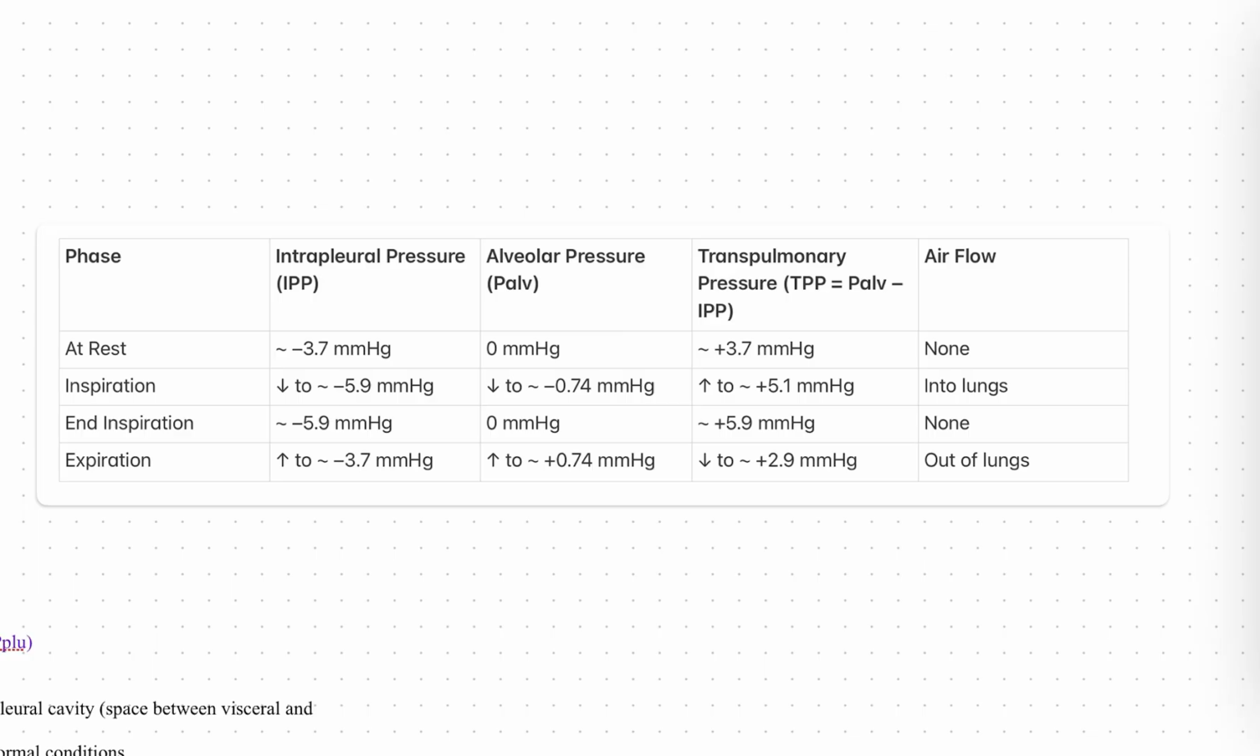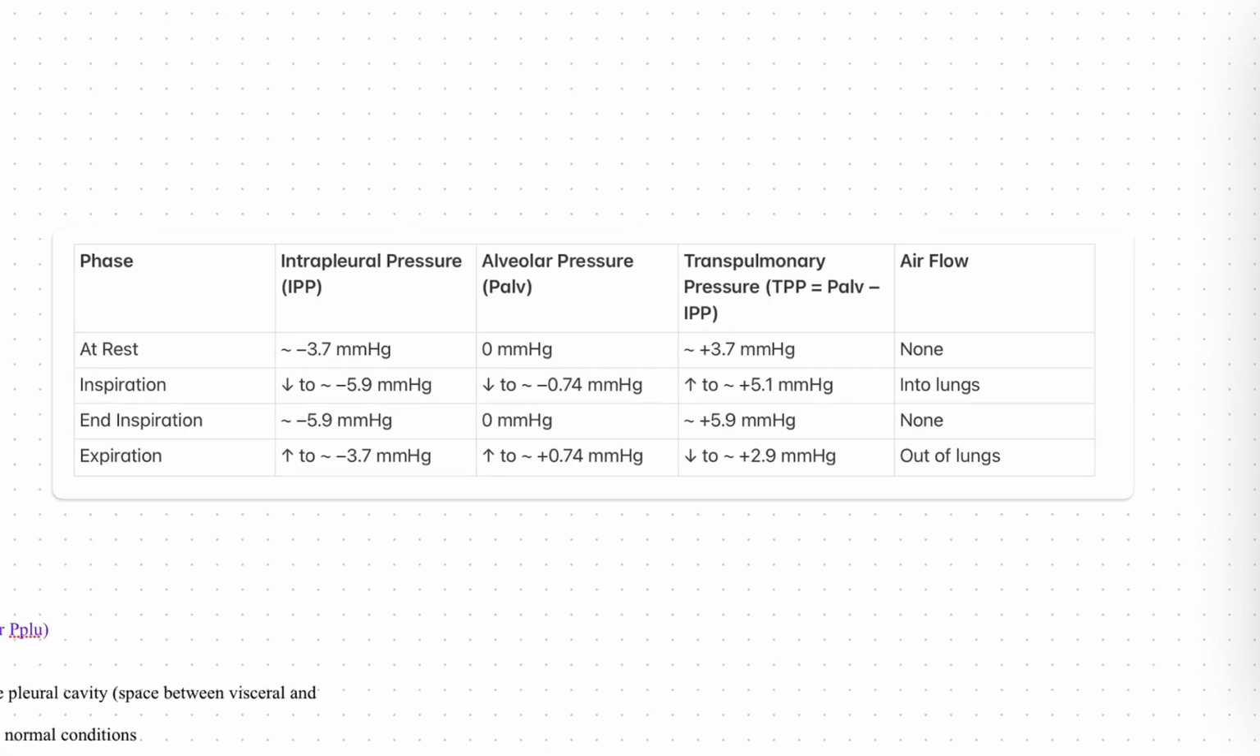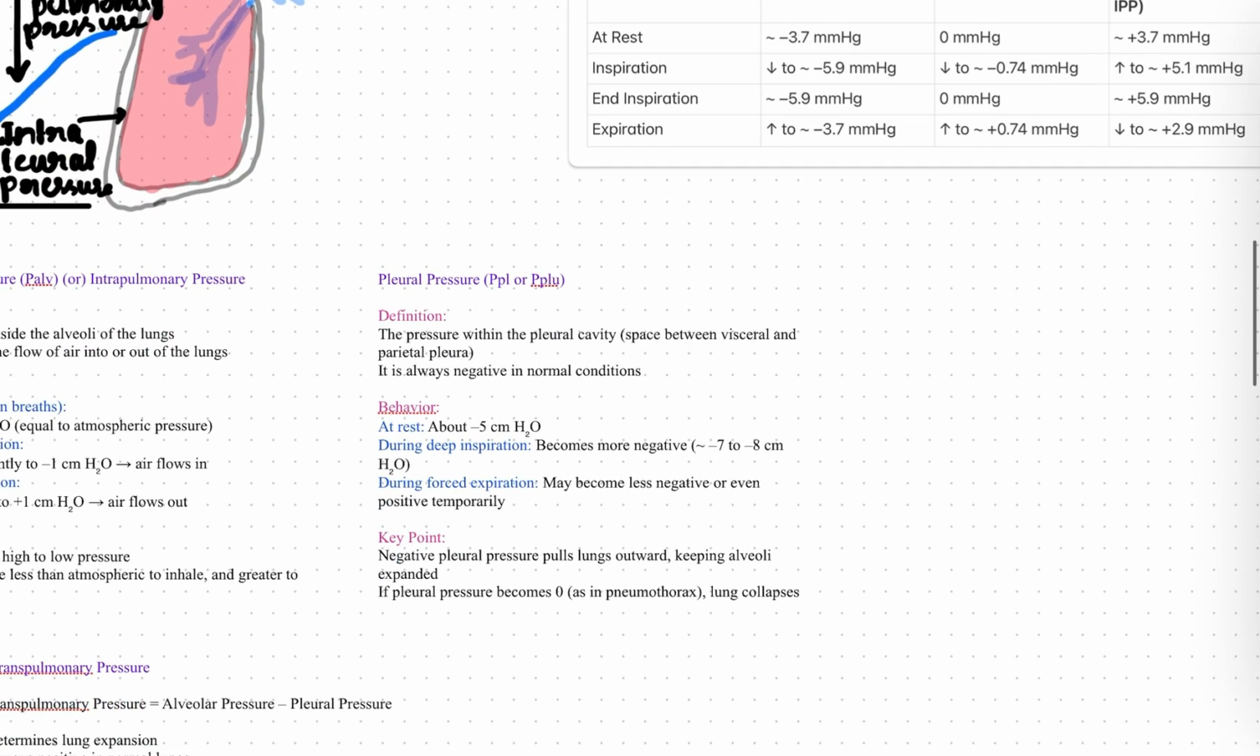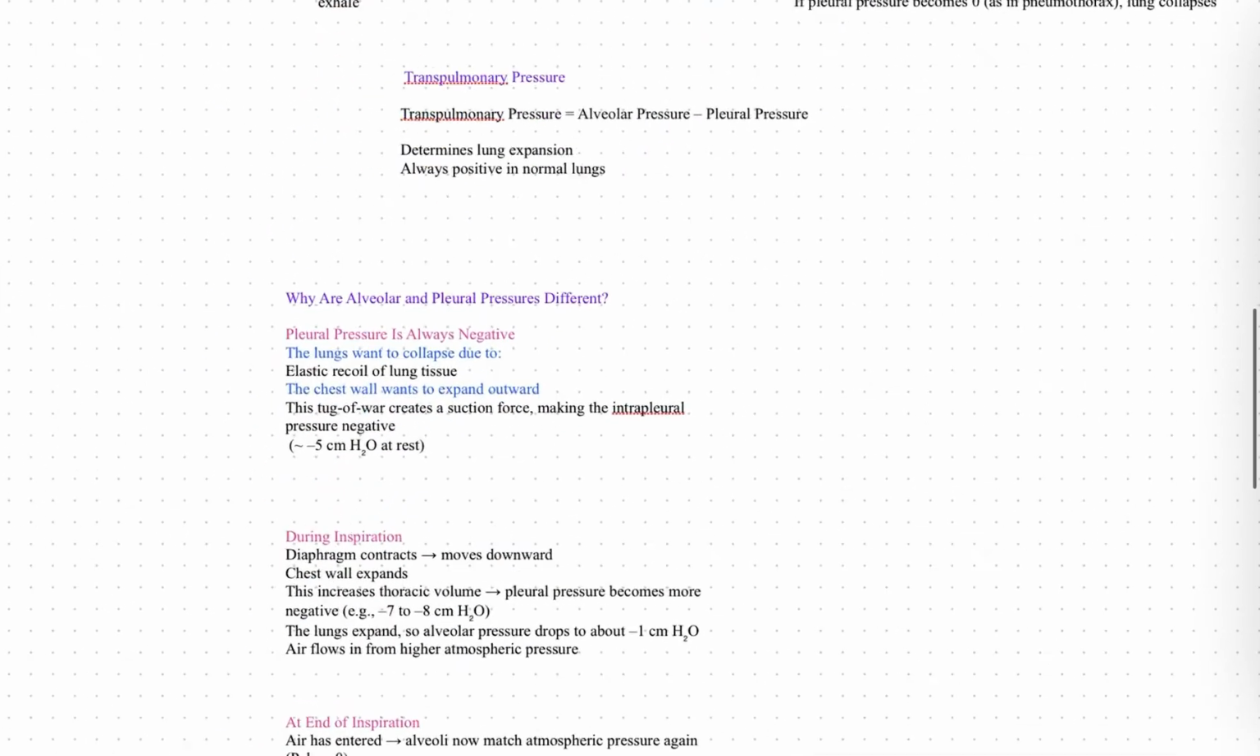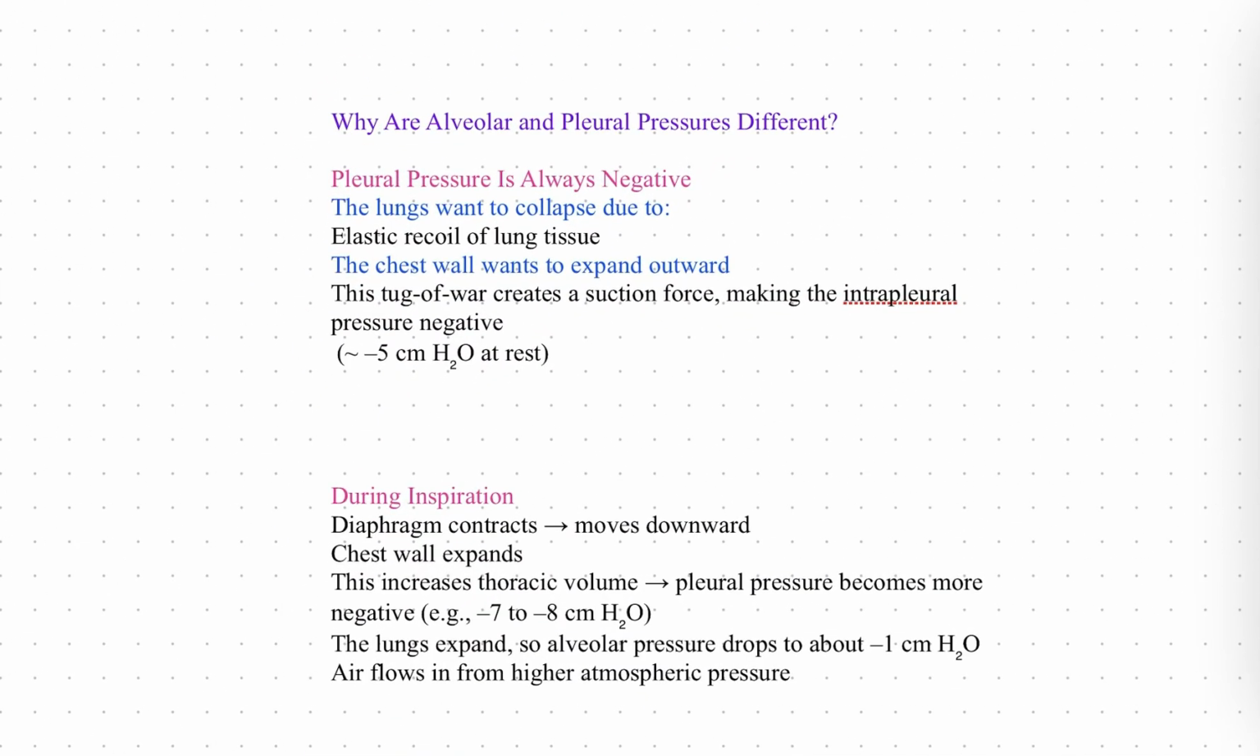During inspiration there is flow of air into the lungs. During expiration the flow of air is out of the lungs. So why are these pressures different? The thing we have to remember is pleural pressure is always negative.